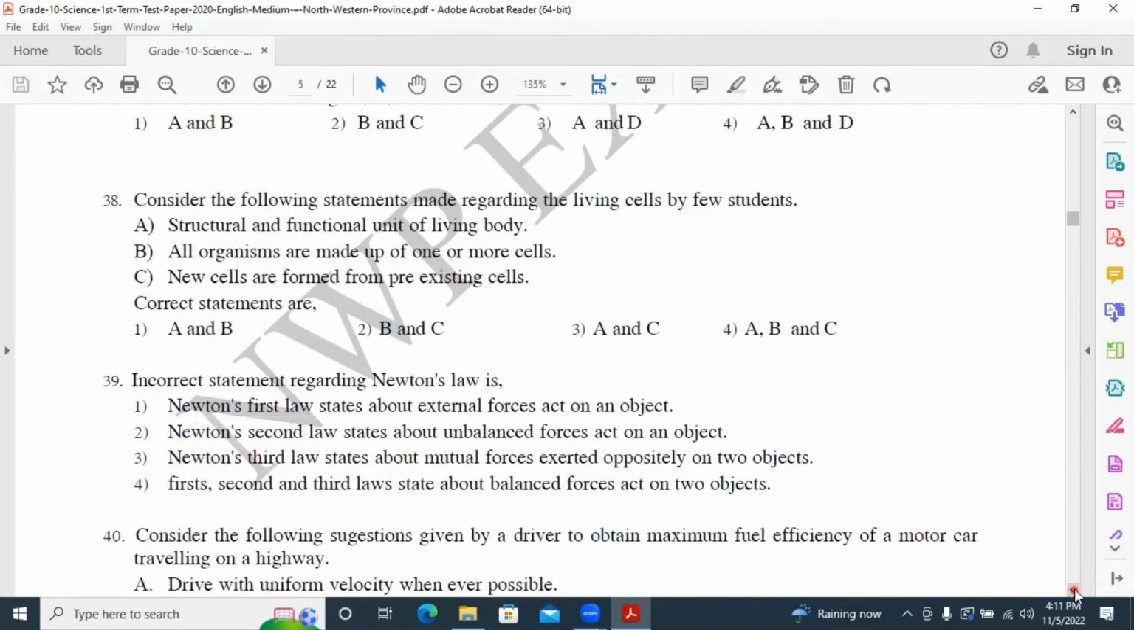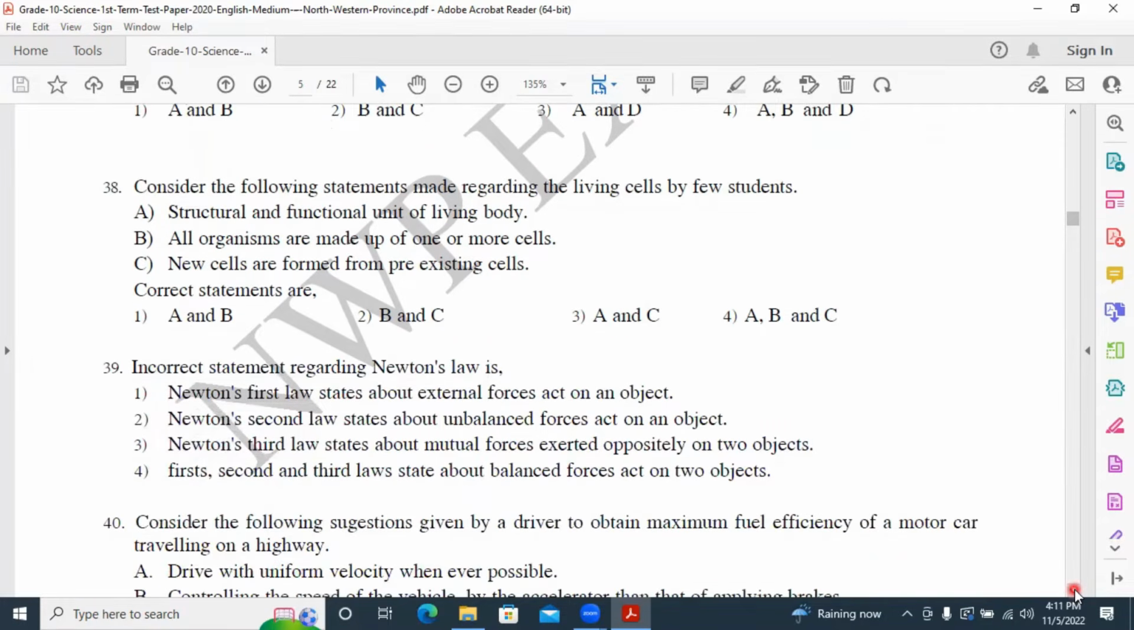Consider the following statements made regarding living cells by a few students. A. Structural and functional unit of the living body. A is correct. B. All organisms are made up of one or more cells. B also correct. C. New cells are formed from pre-existing cells. C also correct. Answer number 4.